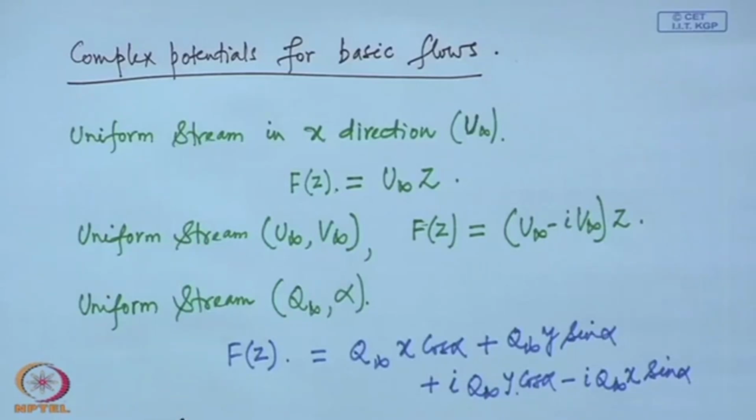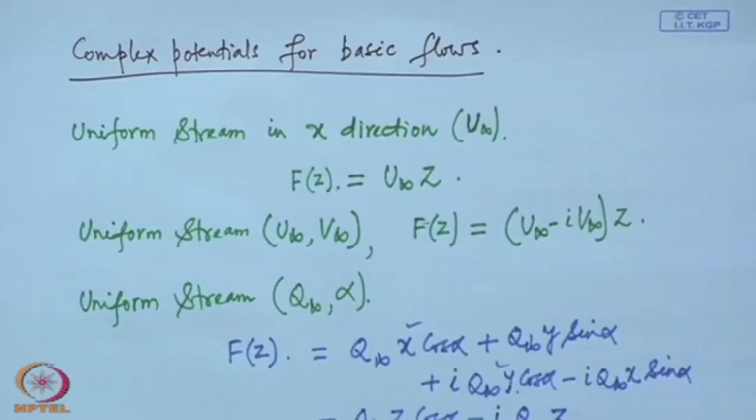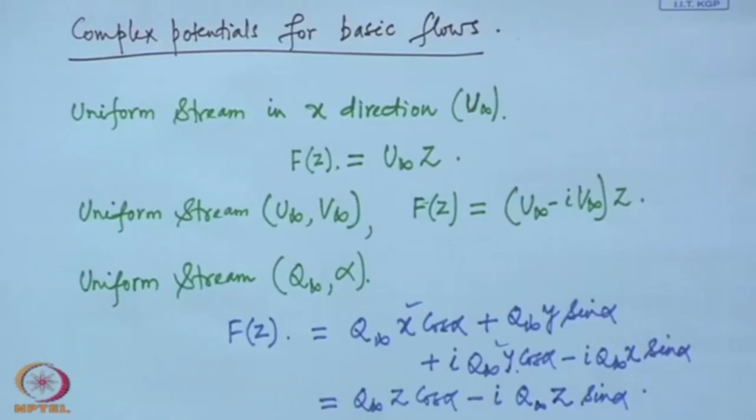Then what do we get again? This and this together make q infinity cos alpha z. These two together q infinity cos alpha z, or let us say q infinity z cos alpha, and these two, minus i minus q infinity z sin alpha. Is this all right?